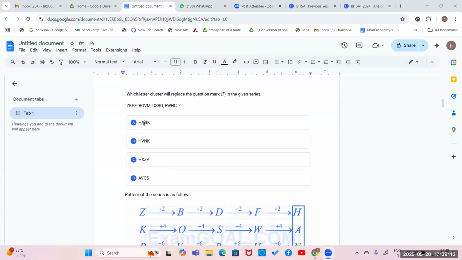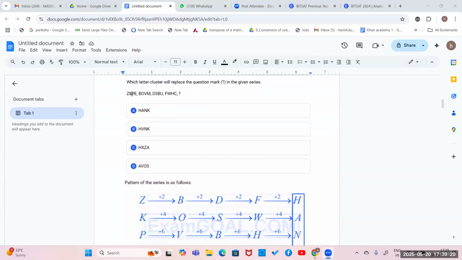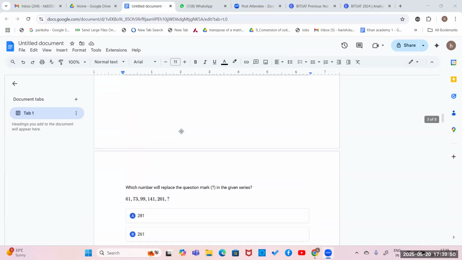Okay. So from C to Z to B. Z is 26, right? So after Z, I'll get B. I mean, after two letters after Z. Then I have D, then I have F. Again it will be 2 increased, so H. Then we have K. J is 10, so K is 11. O is 15. S is 19. W is 23. So the next one will be W plus 4. 23 plus 4 is 27. 27 is A. So HA. So directly option A will be the answer. So this is also a straightforward question.